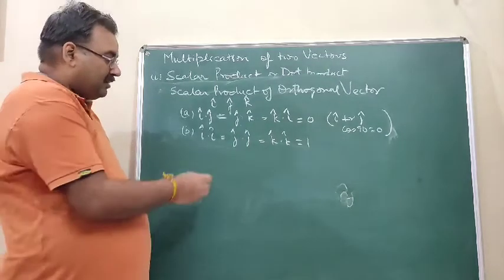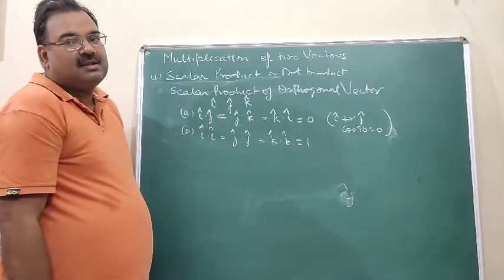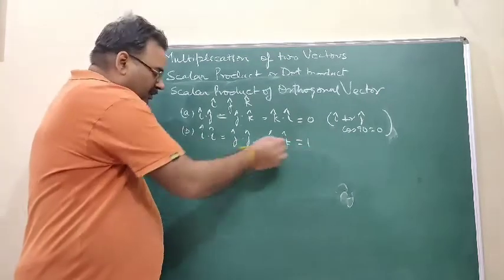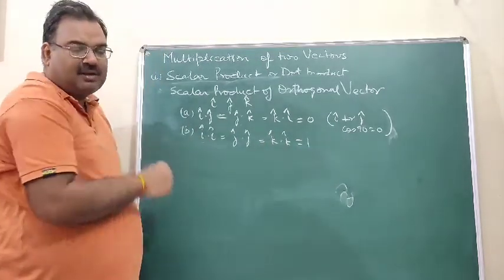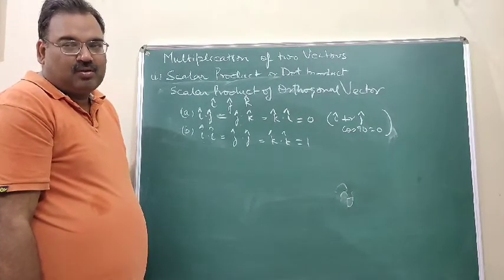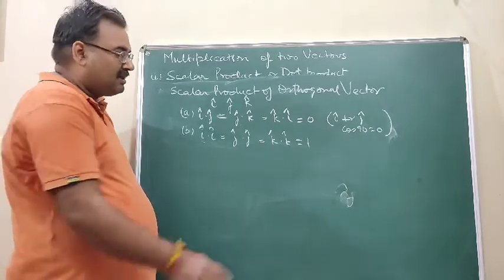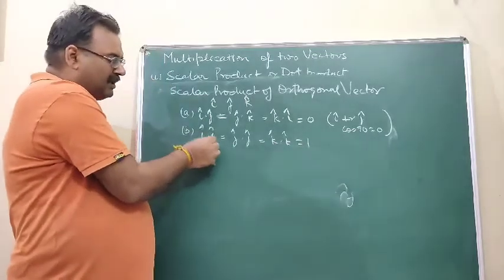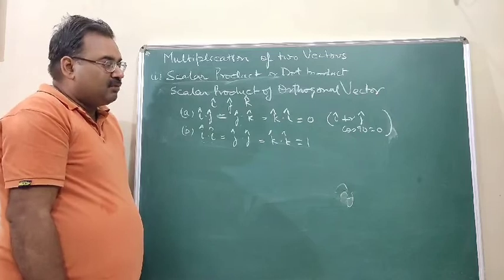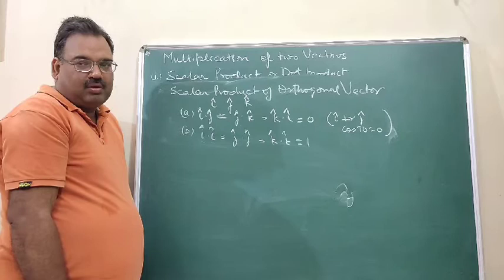Then we have I dot I. Now in I dot I, the angle is 0. So cos 0 is 1. So the value is 1. What is the magnitude of I? 1. So 1 into 1 into cos 0. That is 1. So the answer is 1. So if these orthogonal vectors are multiplied to themselves, then their product is 1. I dot I, J dot J, K dot K equal to 1.